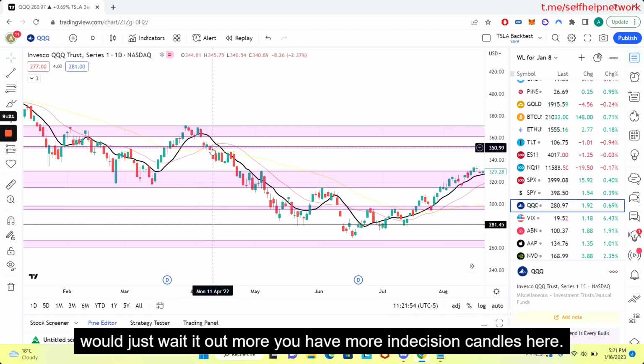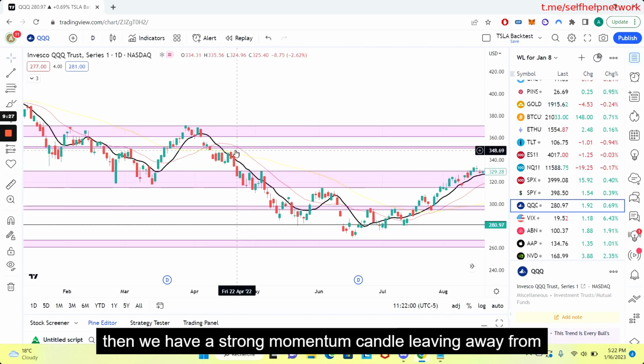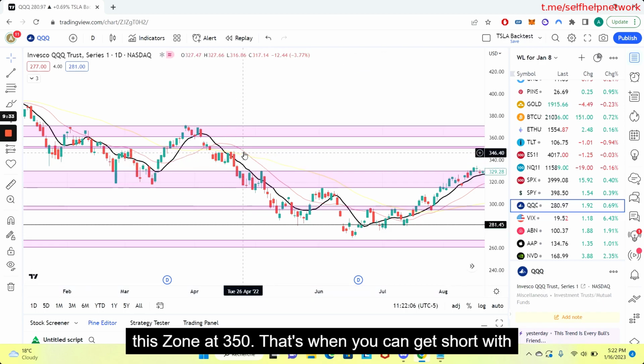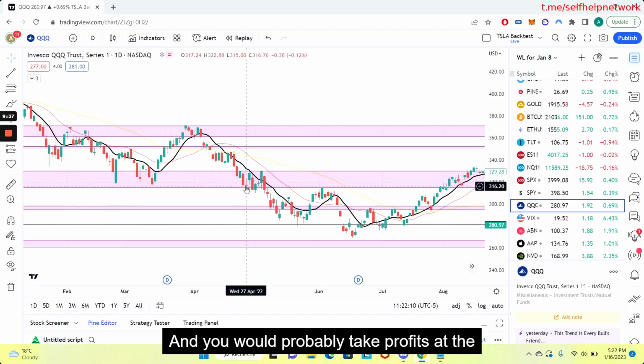You have more indecision candles here. And then another gap down, not much to do, more indecision. And then we have a strong momentum candle leaving away from this zone at 350. That's when you can get short with the stop right above this. And you would probably take profits at the support level again.